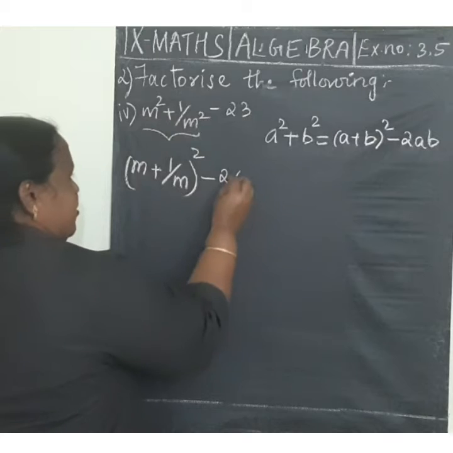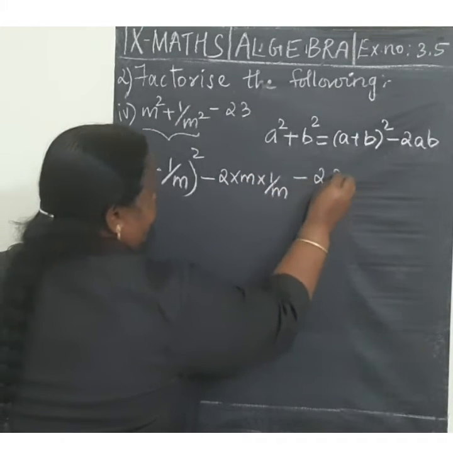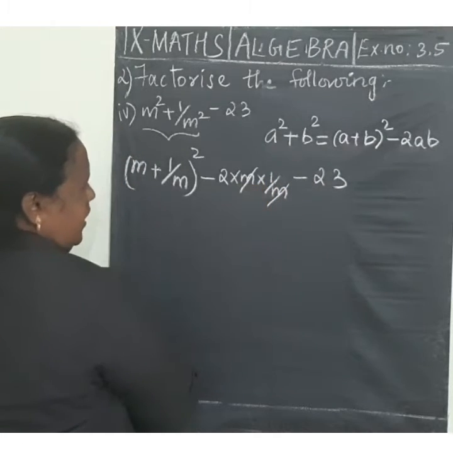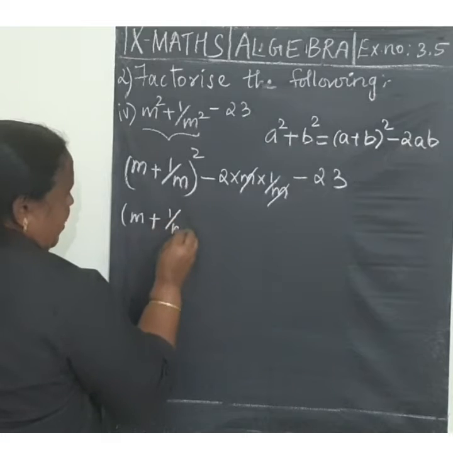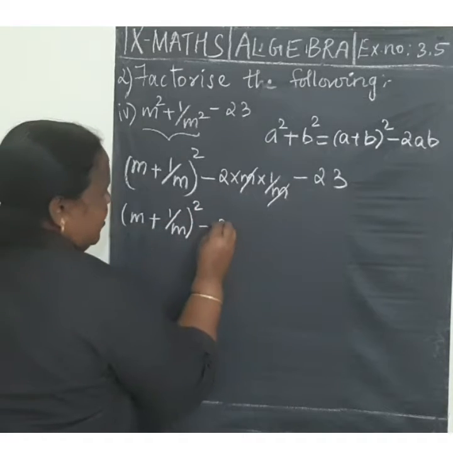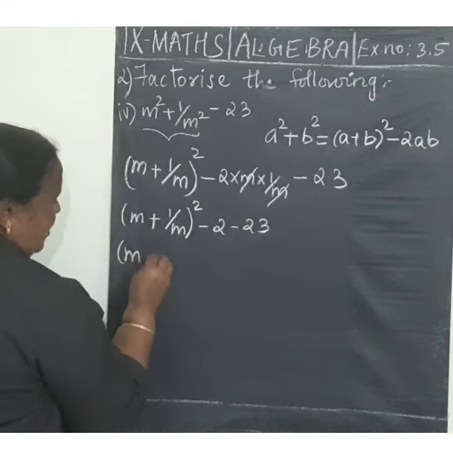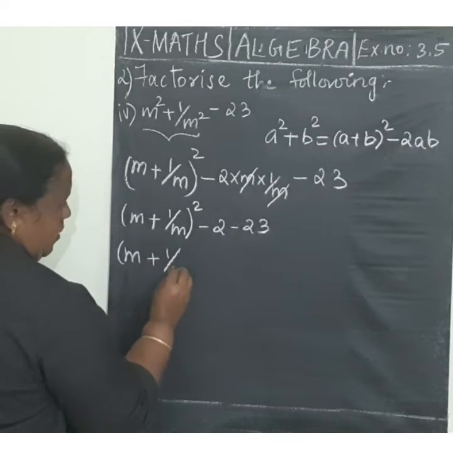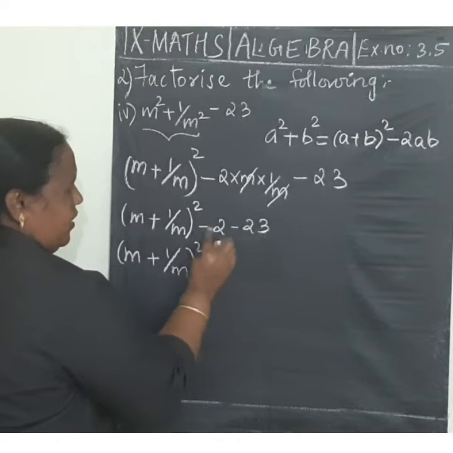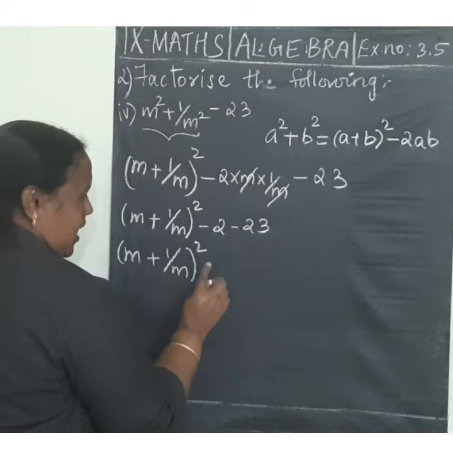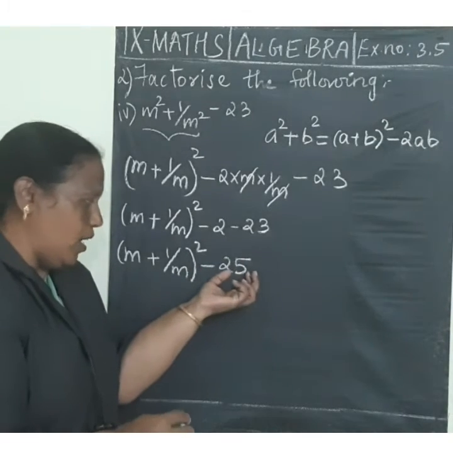A is our m into b 1 by m minus 23. So the m will get cancelled. So we will be getting here m plus 1 by m the whole square minus 2 minus 23. So this one can be written as m plus 1 by m the whole square. Here minus 2 minus 23, both are minus sign, so we can add it. So here minus 25. Now this 25 is a square number.